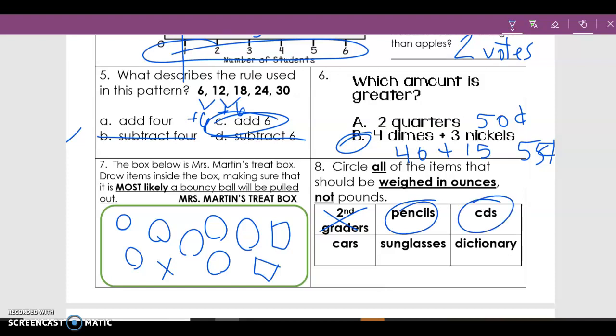CDs could be weighed with ounces. Cars, which you could even say for CDs, you could actually say DVDs if you wanted, because some of the kids may not know what a CD is anymore. Cars, definitely not. Now I know if they were thinking about Matchbox cars or something like that, it might work, but in this case, we're thinking regular cars. Sunglasses could definitely work in ounces, and dictionaries, I would say no to that one.